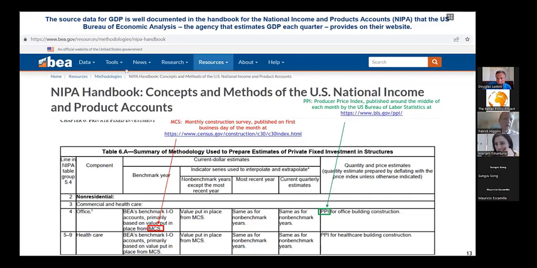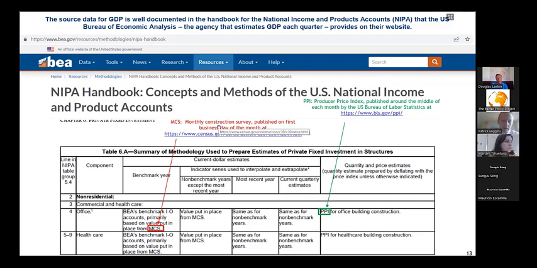If you get into real detail, say you want to forecast just office or healthcare buildings, part of non-residential fixed investment, this says use the monthly construction survey. That's the MCS abbreviation. Within that survey, they'll have spending on different types of structures, so industrial structures, et cetera. And they'll tell you the price deflator used for that particular type of structure.